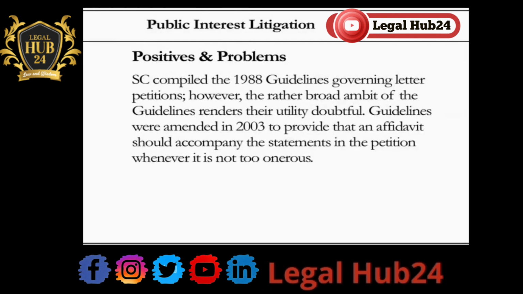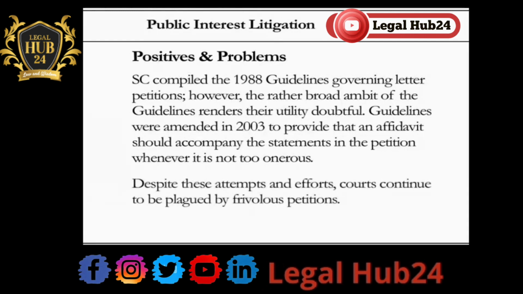The PIL cell has been entrusted the task of screening letters or petitions as per these guidelines and then placing them before a judge to be nominated by the Chief Justice of India. In order to check the broad ambit of epistolary jurisdiction, the guidelines were amended in 2003 to provide that an affidavit should accompany the statements in the petition whenever it is not too onerous a requirement. A failed attempt at regulating the misuse of the instrument was the Public Interest Regulation Bill in 1996, which was introduced in the Rajya Sabha but could not receive the assent of all political parties. However, despite these attempts and efforts, courts continue to be plagued by frivolous petitions.